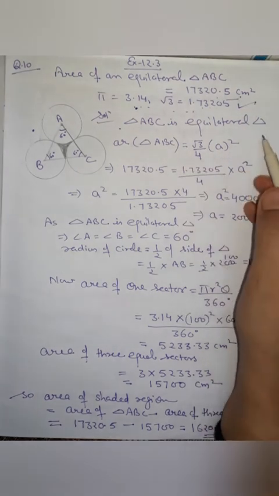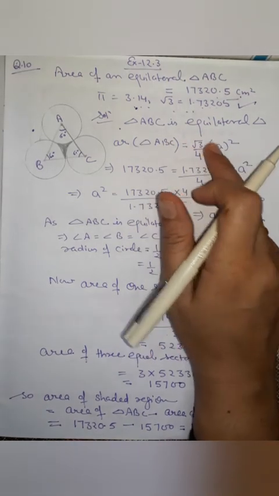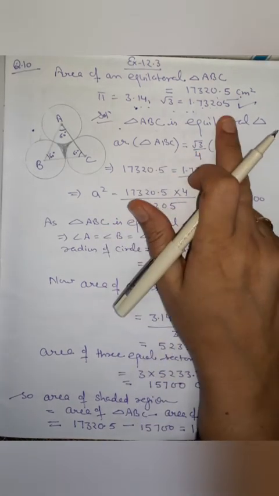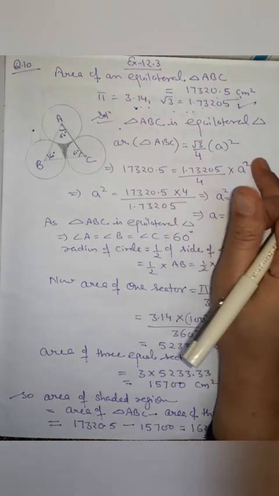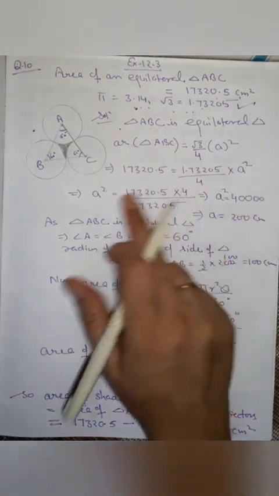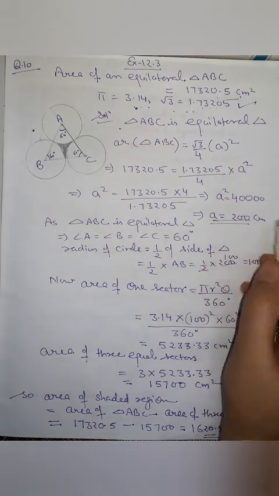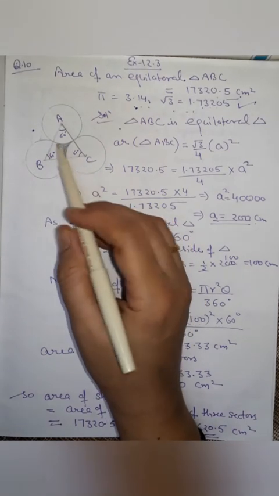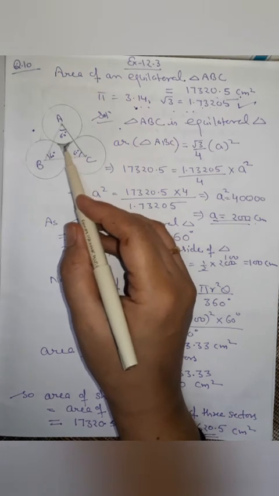Now for the area of an equilateral triangle, we know the formula: area is equal to root 3 upon 4 a square. The area is known, the value of root 3 is known, 1.73205 divided by 4. A square we have to find. So when we simplify this, we get a square equal to 40,000 and a is equal to 200 centimeter. Now as it is given, this is an equilateral triangle, it means all the angles will be 60 degrees. How to find the area of this shaded region?